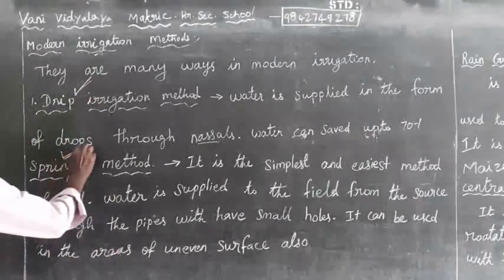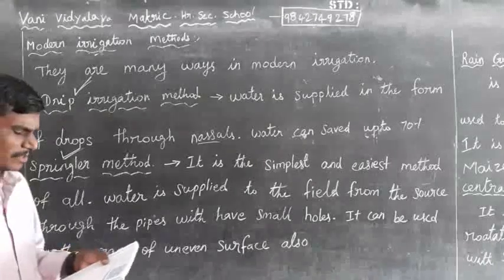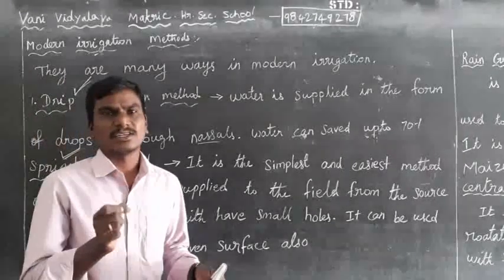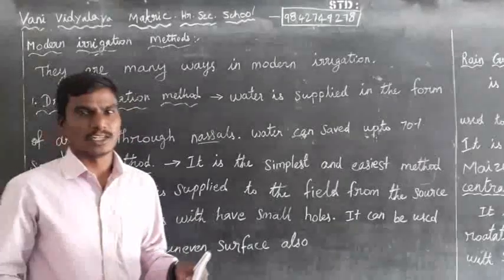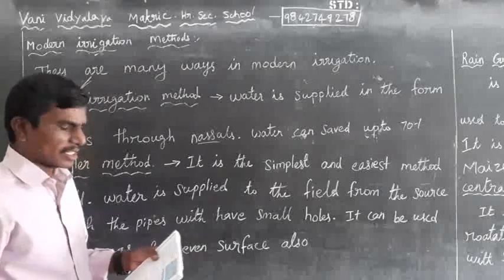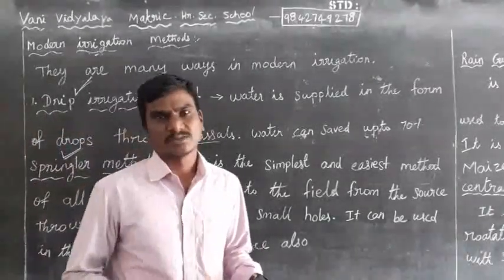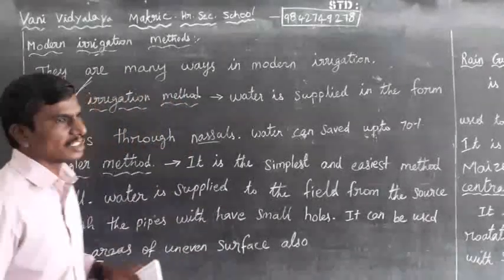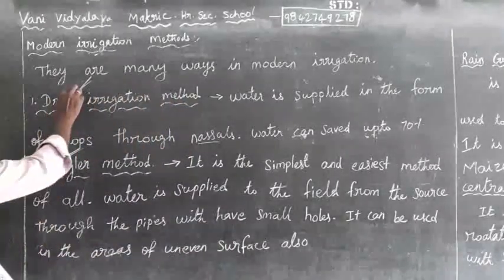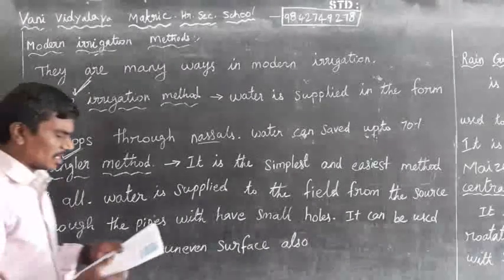First one is drip irrigation. Second one is sprinkler irrigation. Third one is rain gun irrigation. The fourth one is central pivot irrigation. The first one is drip irrigation.